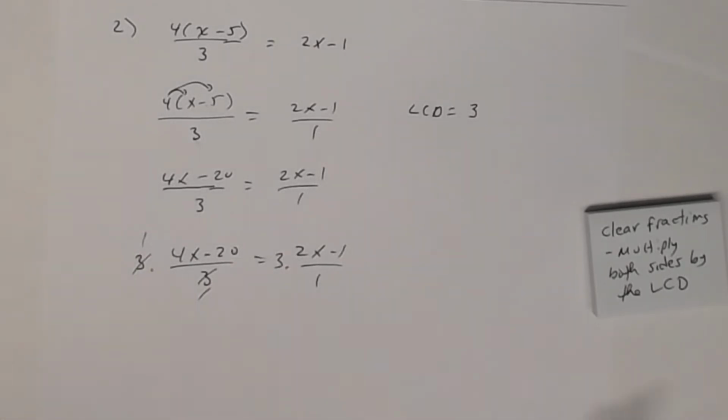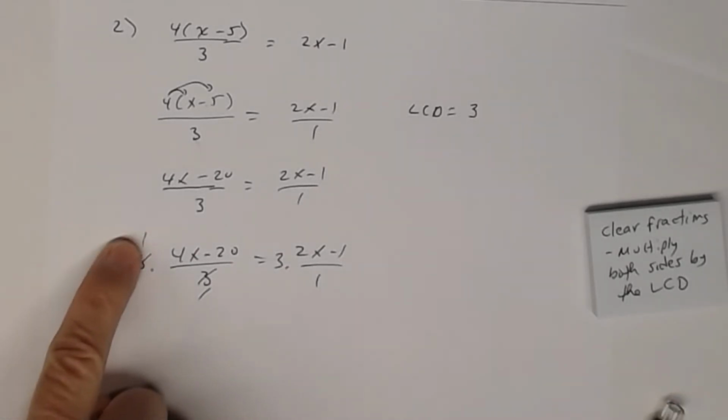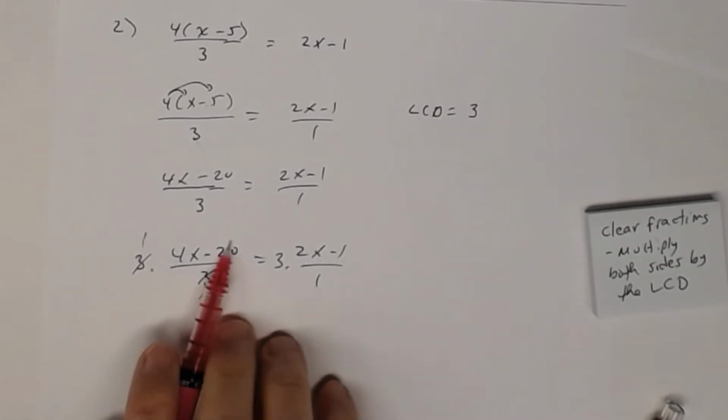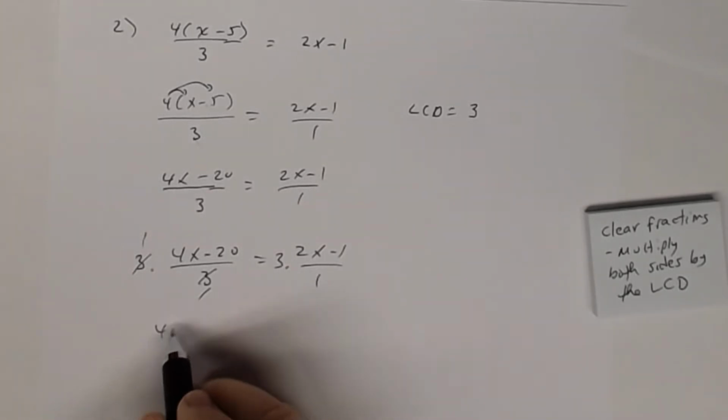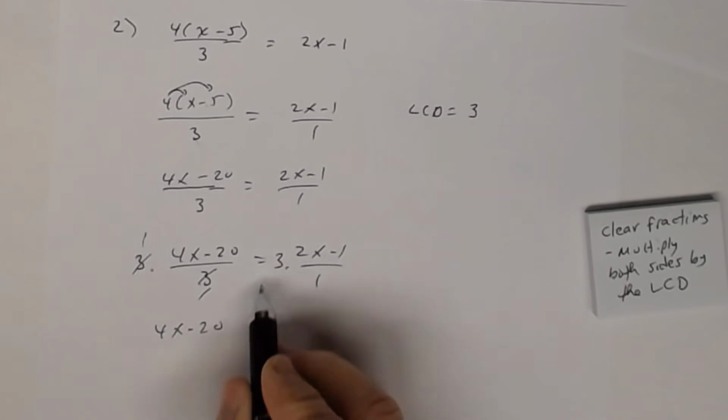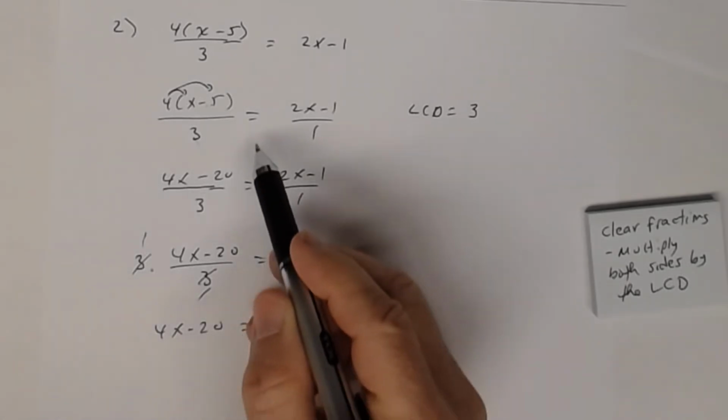Okay? Now I want you to notice something. See, that's a 1 right here, right? So 1 times 4x minus 20 is 4x minus 20, right? So that's just 4x minus 20 on the left-hand side. Equal, notice I'm aligning my equal sign.